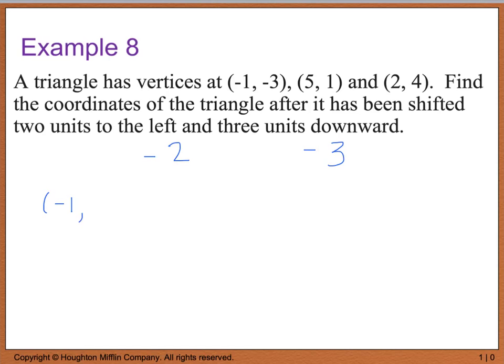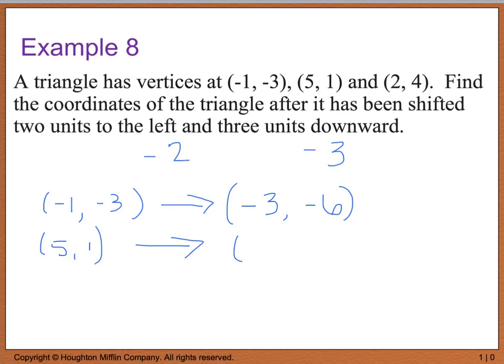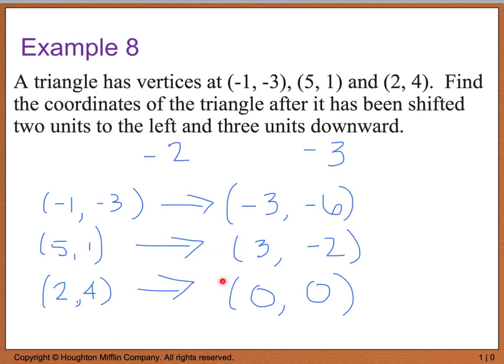So the coordinate point (-1, -3) is going to become -1 minus 2, which gives us -3, and -3 minus 3 is going to give us -6. The coordinate point (5, 1) now will become 5 minus 2, which gives us 3, and 1 minus 3 will give us -2. And my third coordinate point of (2, 4) is going to become 2 minus 2, which is 0, and 4 minus 3, which is 1. So these right here are the translated coordinate points of that triangle.